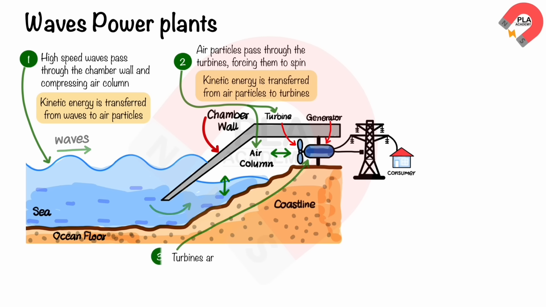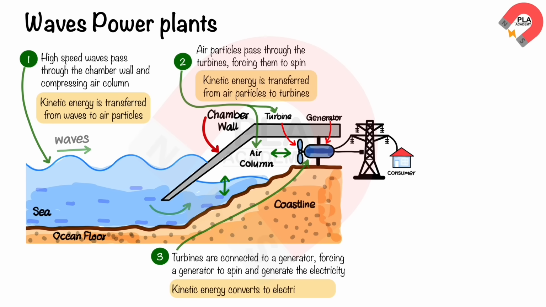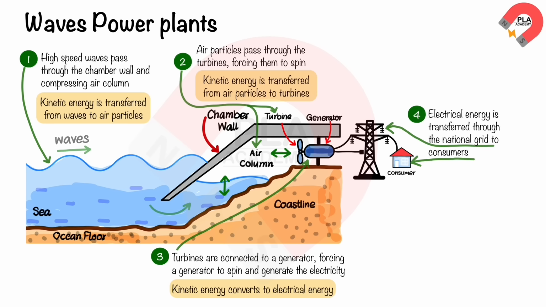The turbines are connected to a generator, which causes the generator to spin and generate electricity. This converts the kinetic energy to electrical energy. This electrical energy is then transferred through the national grid to homes or businesses.